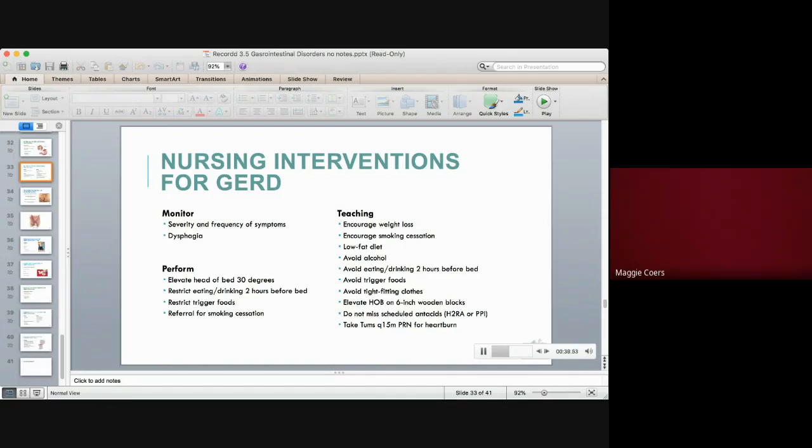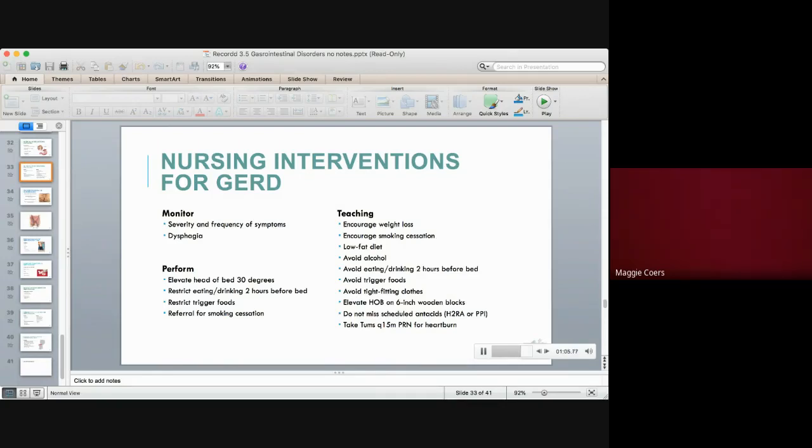Gravity helps keep the acid in the stomach. So just by elevating the head of the bed at night prevents that reflux, or having the patient sit up after meals and not eat post bedtime can help with it. And also referral for smoking cessation, since it is a risk factor. All right, so lots of teaching here on your slide as well. I'll have you read through that.